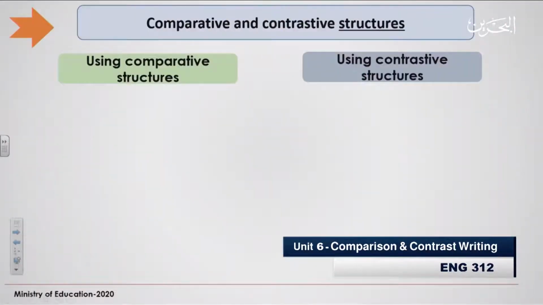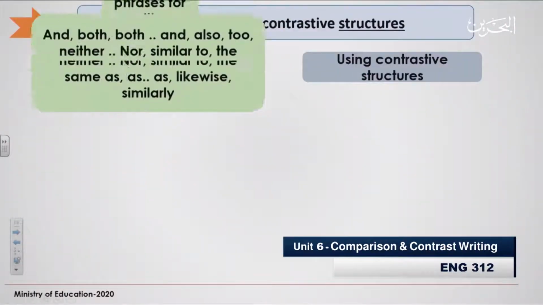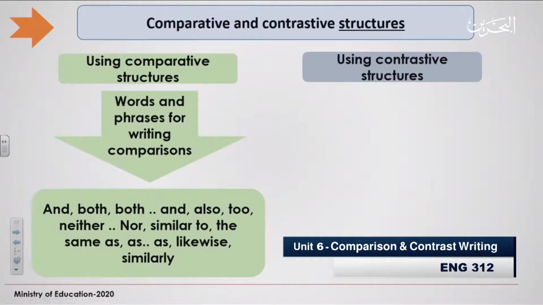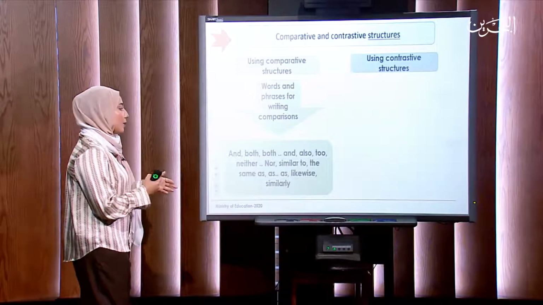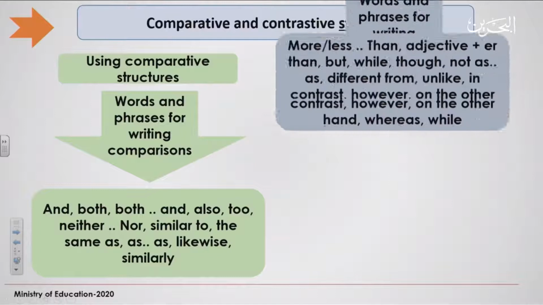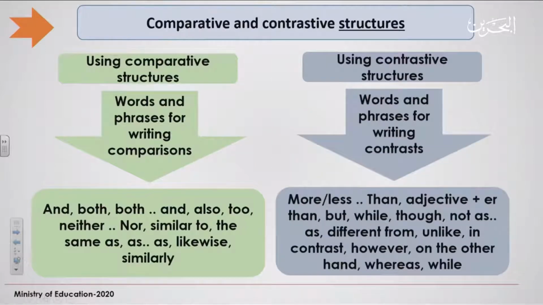Okay, now, what is the structure that should be used? So when we say comparing, mostly the phrases that we say are because they're similar, and both, also, too, neither, nor, similar to, same, as well as, like, and so on. Contrast is the opposite. So what do we use? More, less, than, adjectives with er, but, while, though, not as, different, unlike, contrast, however, whereas, while, and so on.